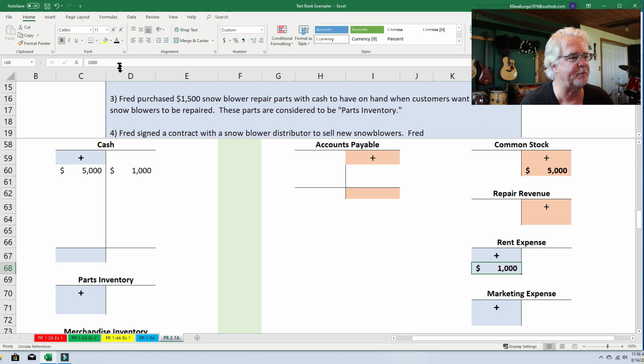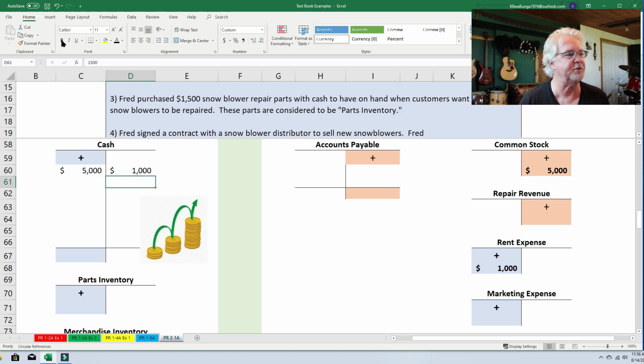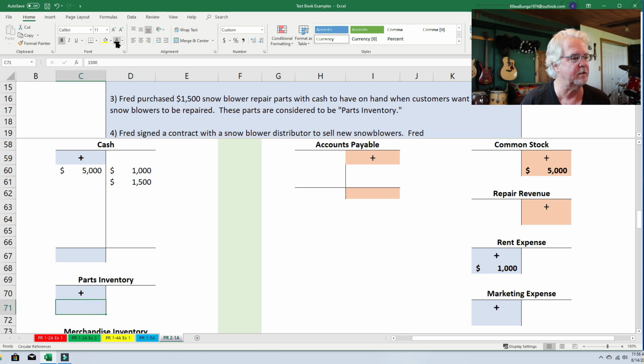So transaction number 3, Fred purchased $1,500 of snowblower repair parts with cash to have on hand when customers want snowblowers to be repaired. These parts are considered to be parts inventory. So one thing that we know is Fred is spending money. And as I've already said before, but I'll say it again, when money comes in, it's on the left-hand side of cash. When money goes out, it's on the right-hand side. So there we go, $1,500. Now, what Fred did with this $1,500 is he bought parts inventory. And parts inventory goes right here. Parts inventory, that's a nice thing to have. If you have a snowblower repair shop, it's nice to have parts inventory. So we're going to call that an asset.